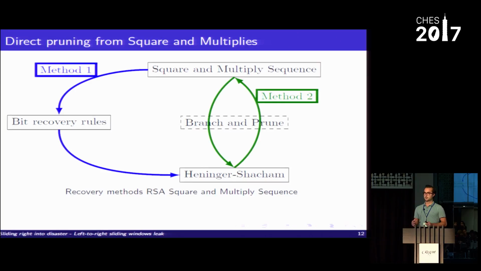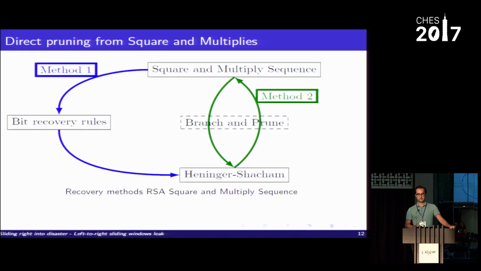you take all the known bits that you have, and you compute the candidate solutions. And then from these candidate solutions, you compute the square and multiply sequence. So whenever you have a candidate solution, you can compute the square and multiply sequence, and you compare it to the ground truth that you got from the side channel attack. And this method basically reuses the square and multiply sequence at each step in the Heninger-Shacham algorithm. And this turned out to be way more efficient than using the known bits.